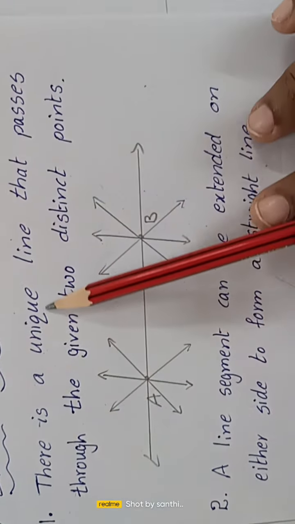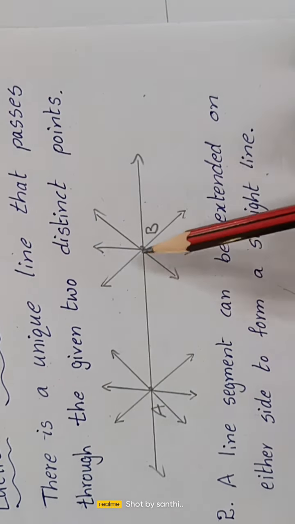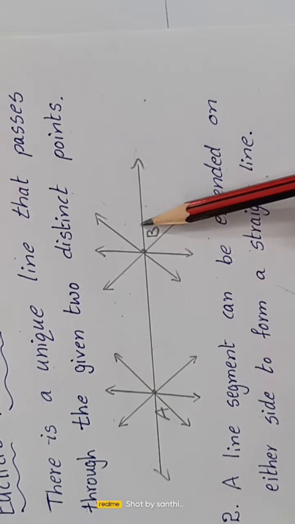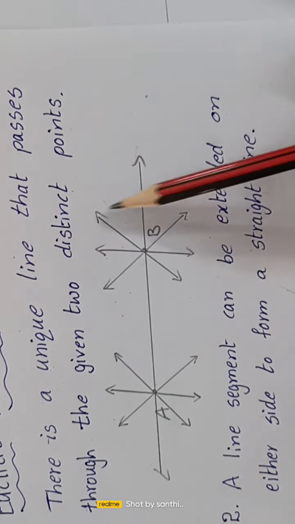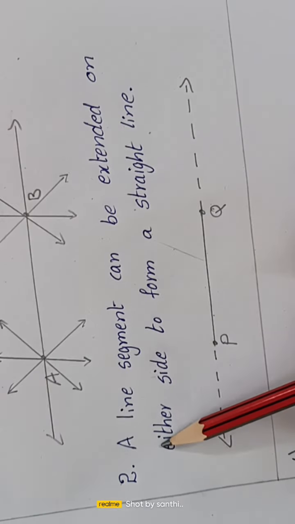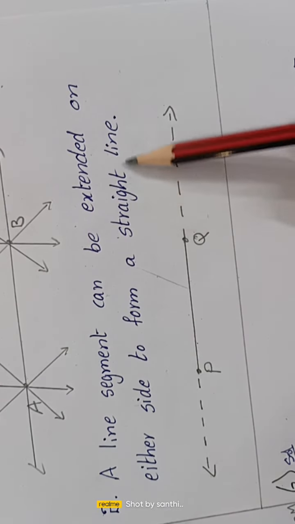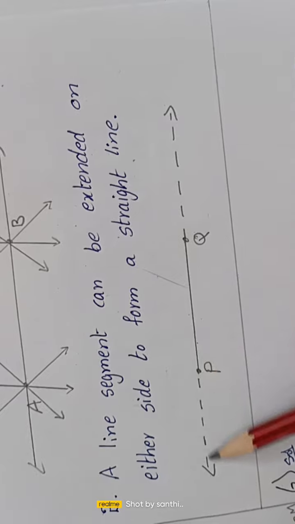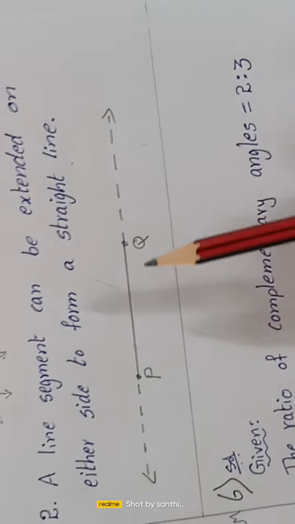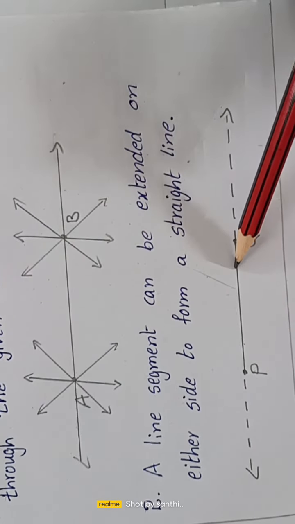First postulate, there is a unique line that passes through the given 2 distinct points. Through points AB, only one unique line will be there. From 2 points, only one single line goes. Remaining will go through single point. Okay. Second postulate is, a line segment can be extended on either side to form a straight line. Line segment extended on either side to form a straight line. That is the second postulate. 2 postulates they asked, we write only 2 postulates.